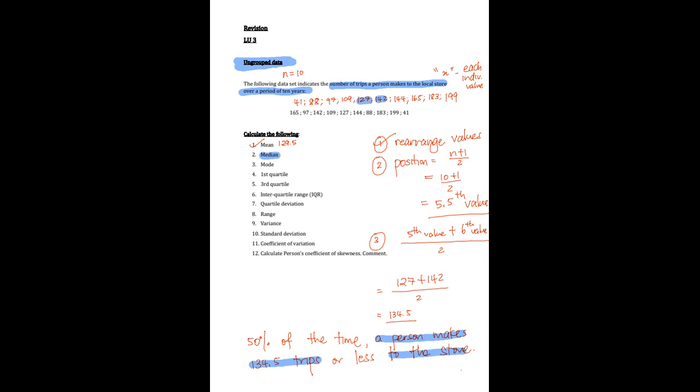You'll always say 50% of the time or half of the time. This is whatever the value or whatever you're looking at. Let's just say it was the number of times that you had looked at your module on VC Learn. So you would say 50% of the time, for instance, a person logged onto their stats module 134.5 times or less. And this is what's important. It's always or less. It is never or more. So in your interpretations, just always stick to saying that.